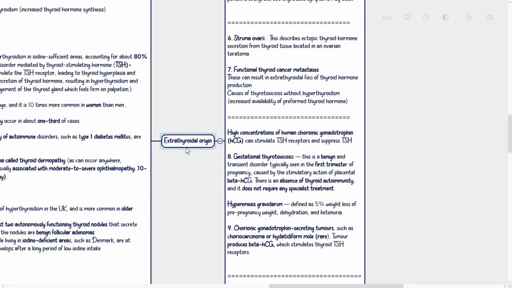Hyperemesis gravidarum is defined as 5% weight loss of pre-pregnancy weight, dehydration, and ketonuria. 9. Chorionic gonadotrophin-secreting tumors, such as choriocarcinoma or hydatidiform mole. The tumor produces beta-HCG, which stimulates thyroid TSH receptors. Iodine excess. 10. Iodine may suppress TSH levels and is found in over-the-counter preparations, such as kelp supplements.